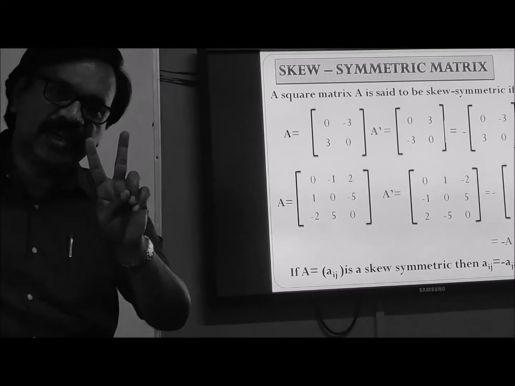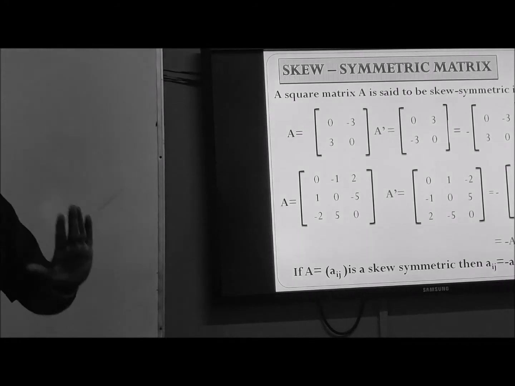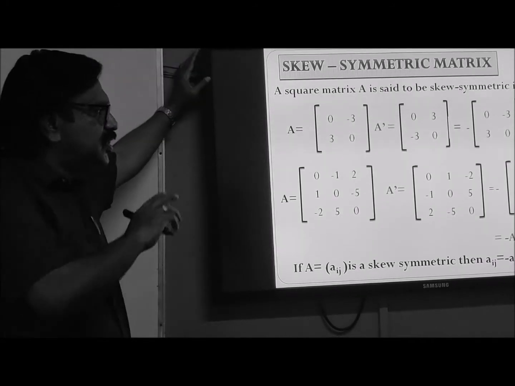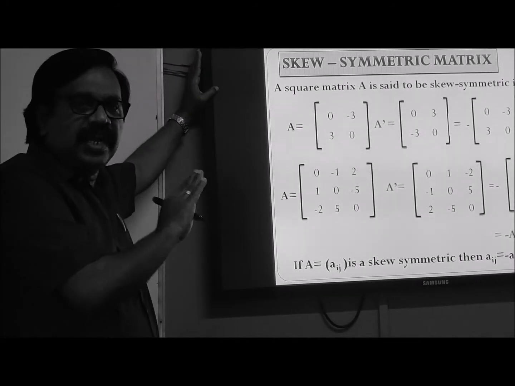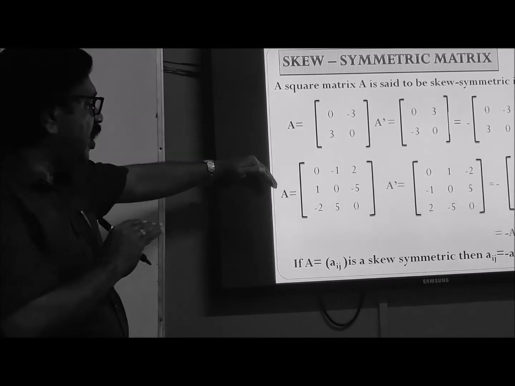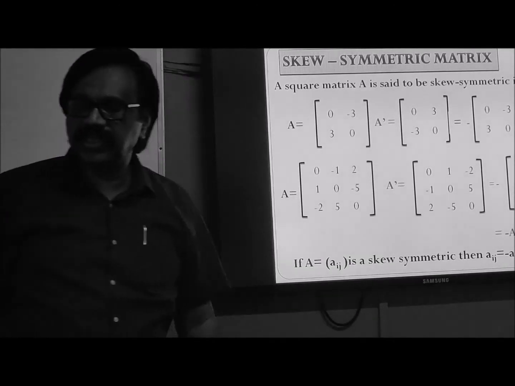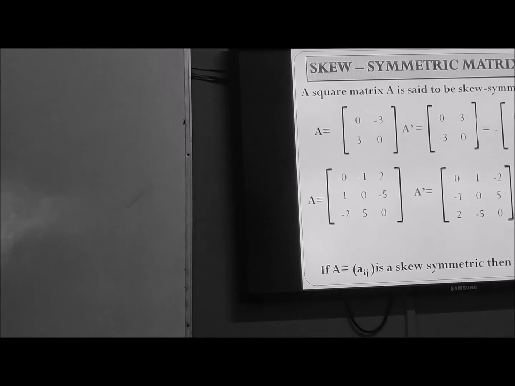Therefore, there are two types of matrix. One is symmetric. Symmetric means the transpose is the same. If A transpose is A, then it is symmetric. If A transpose equals minus A, then it is skew symmetric. Then we will go for another.